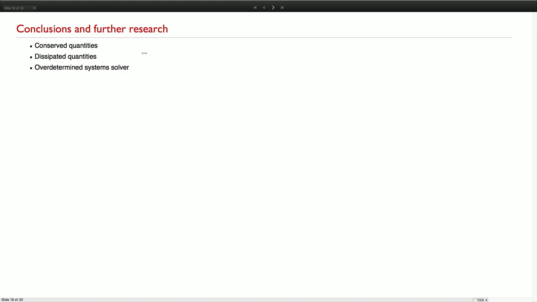And for now, we are working on an overdetermined system solver. Right now, we are working on removing redundant PDEs from the system of PDEs. And using that, we will go on to finding Lie symmetries and so on, point symmetries. And thank you.